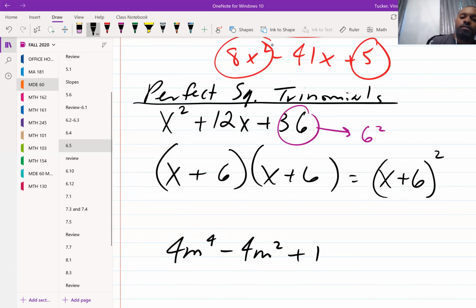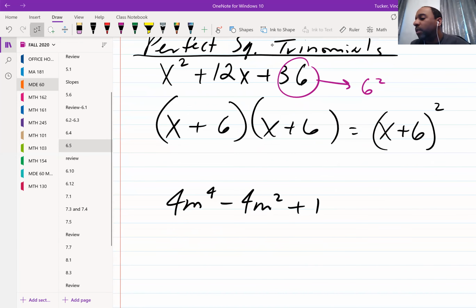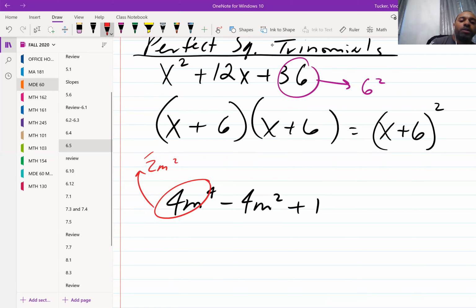All right. So here we have 4m to the fourth minus 4m squared plus 1. You do want to check to see if it's a perfect square trinomial, just like we did here. First thing we did, I recognized that was x times x, and then at 36, it was 6 times 6. So here, is this a perfect square? Yes, this is 2m squared. And then yes, this is 1 squared. So that's 2m squared squared, and that's 1 squared.